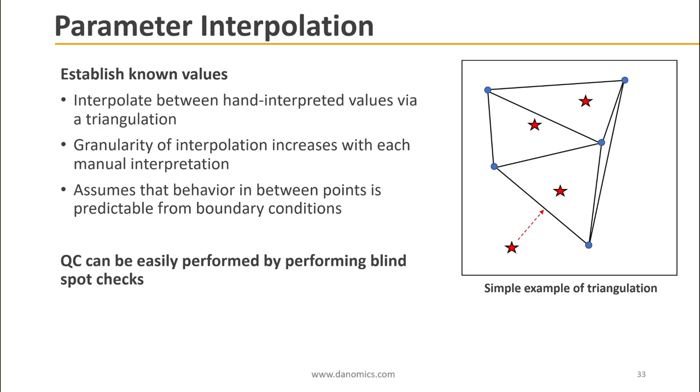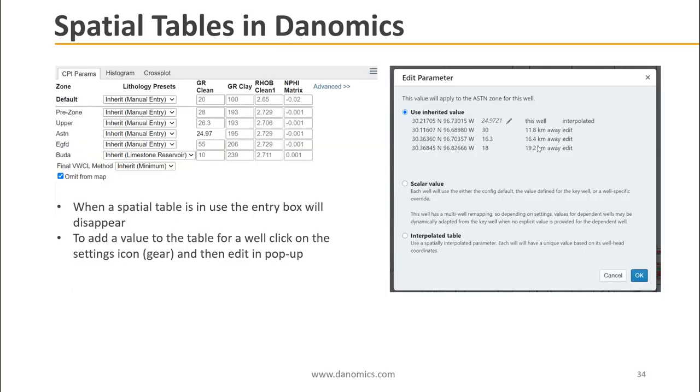What I like about this method is with each new point that I interpret, my interpretation becomes more granular, more sophisticated. And it's also relatively easy to QC. We can generate a map from these points, and we can also just go in and do blind checks to see if we're getting a good interpretation that's consistent with our thinking. These are what we call spatial tables in Danomics.